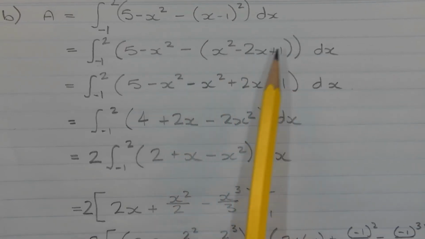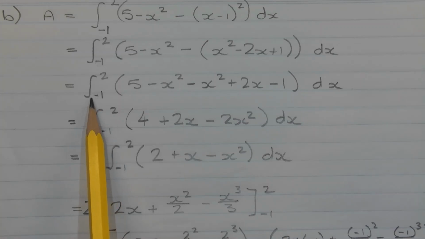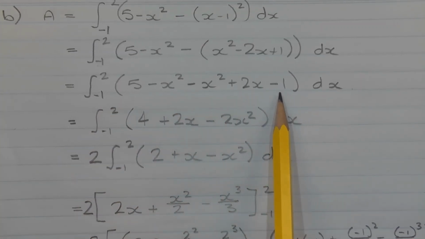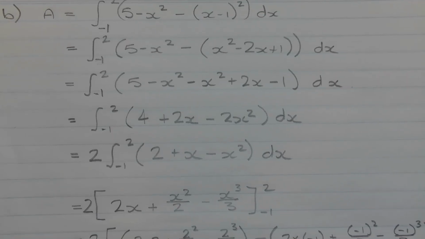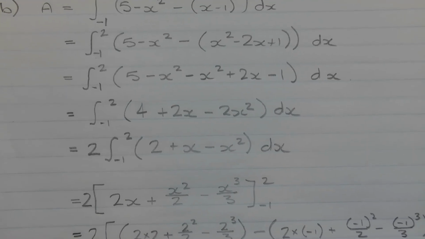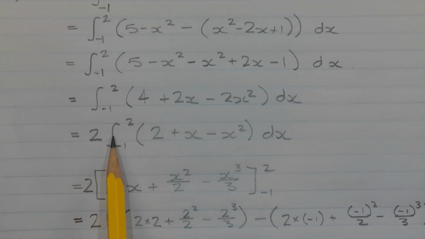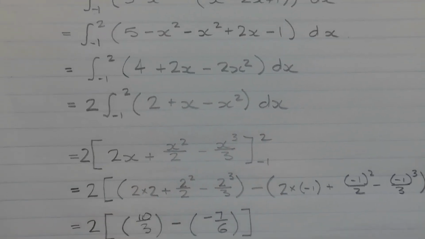So expanding the brackets, we get the area is equal to the integral from x equals negative 1 to x equals 2 of 5 minus x squared plus 2x minus 1 dx. Collecting the like terms, the integrand becomes 4 plus 2x minus 2x squared. Notice that all three terms of the integrand are divisible by 2. So factorizing out 2, placing it outside of the integral, which will make the integration a little easier, we get the area is given by 2 times the integral from negative 1 to 2 of 2 plus x minus x squared dx.